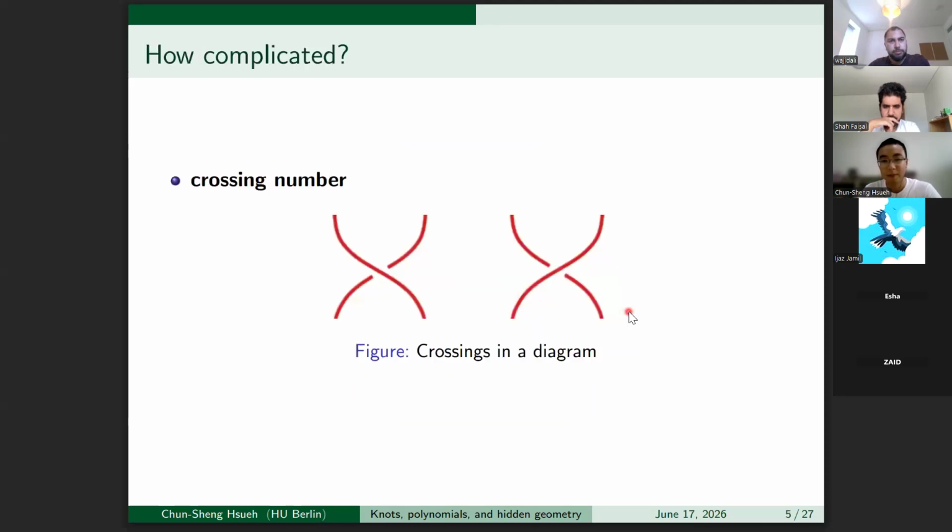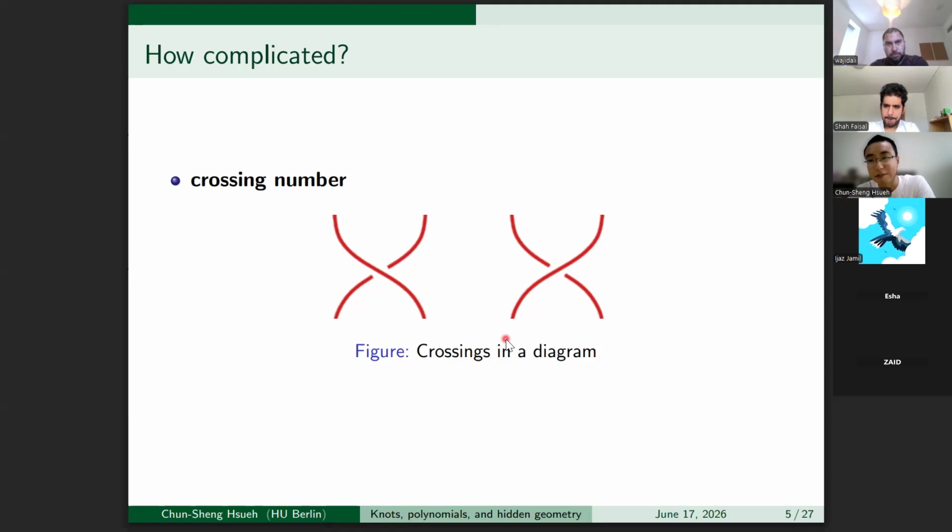Okay, so now we want to come to the first invariant of a knot or link. So the question is, how complicated is a knot? One very simple way to encode the complexity of a knot is simply to count the number of intersections in your diagram. But what Reidemeister's theorem told you is that you have infinitely many diagrams.